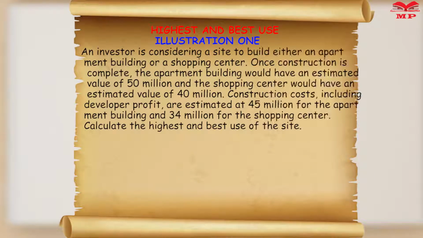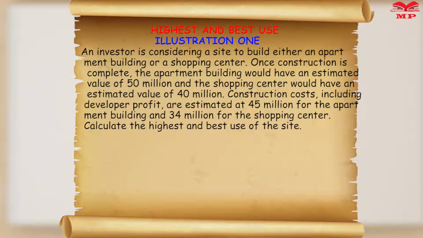An investor is considering a site to build either an apartment building or a shopping center. Once construction is complete, the apartment building would have an estimated value of 50 million and the shopping center would have an estimated value of 40 million. Construction costs, including developer profit, are estimated at 45 million for the apartment building and 34 million for the shopping center. Calculate the highest and best use of the site.